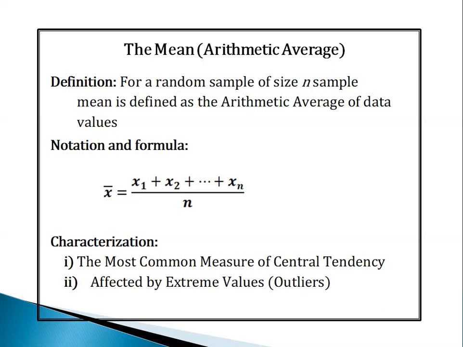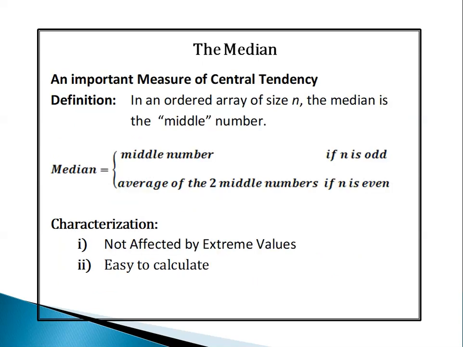So what are the characteristics? It is the most common measure of central tendency, and it is affected by extreme values or outliers. What do we mean by outliers? Outliers are any extreme values which are greater or less than the normal data set.